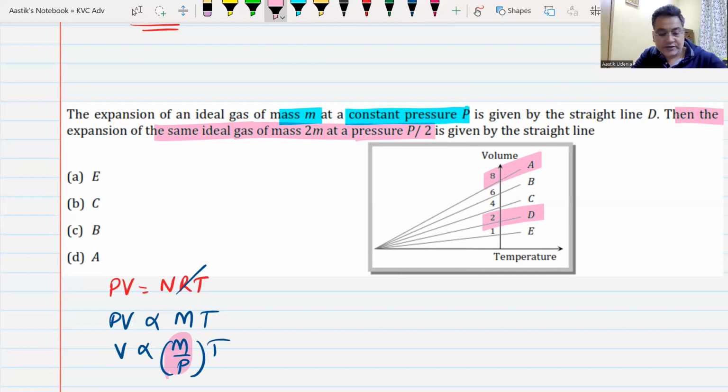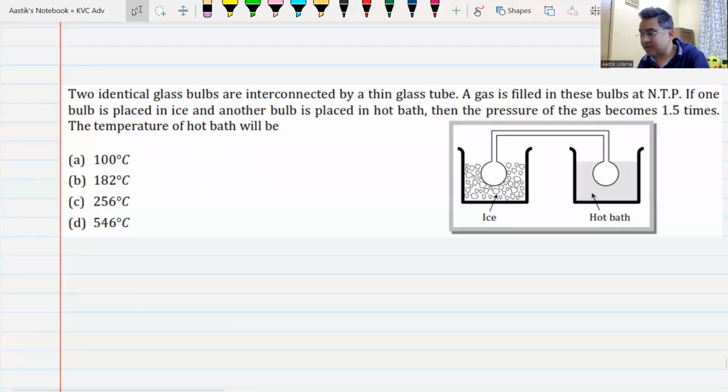Okay, these types of questions can appear in physics or in chemistry? It's more likely chemistry because this is NTP and STP. In physics, we normally don't use NTP, STP. You have 2 minutes to give me the answer.